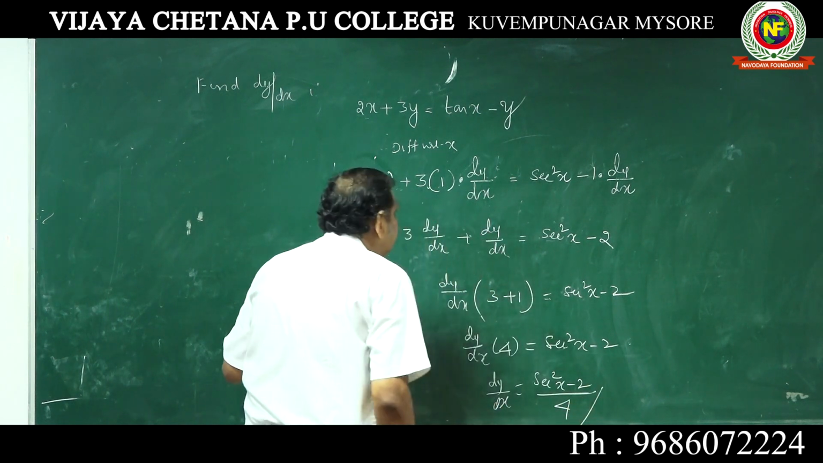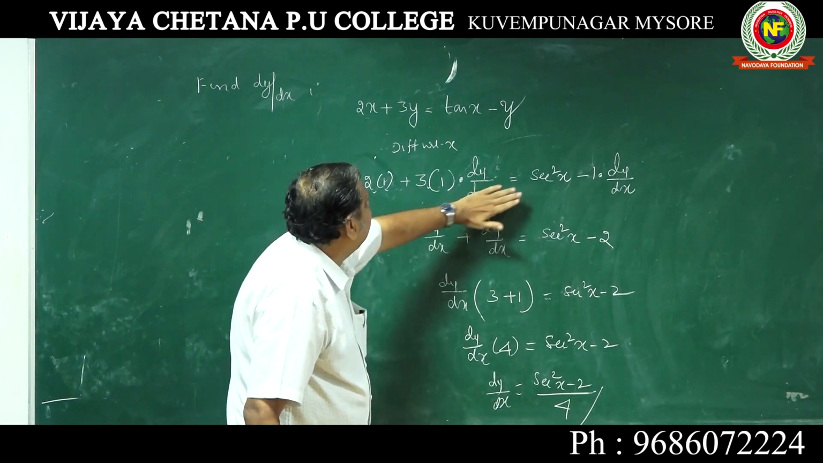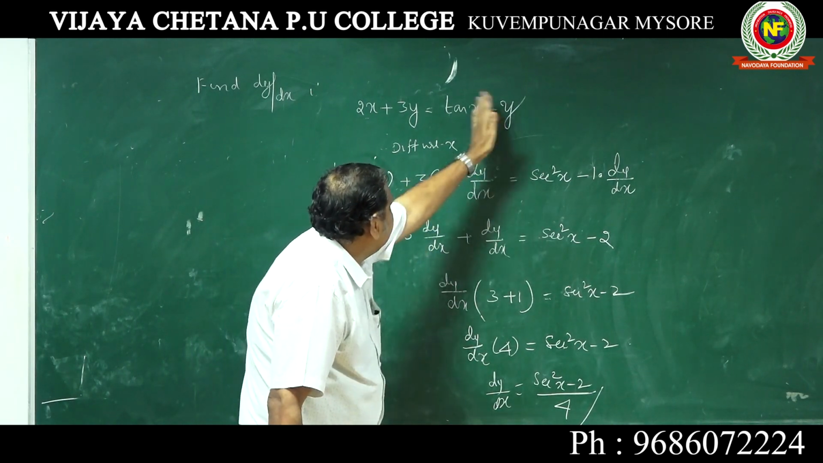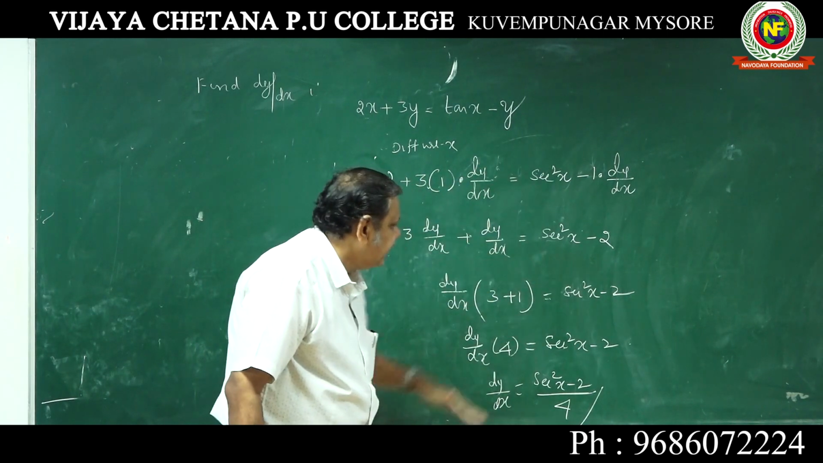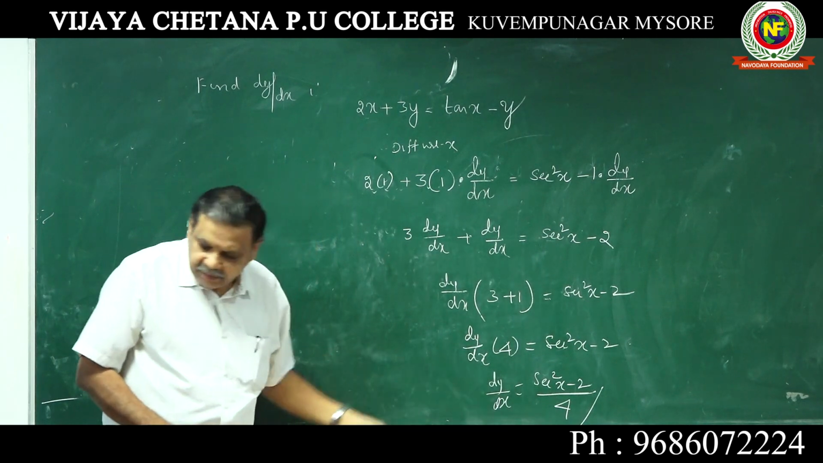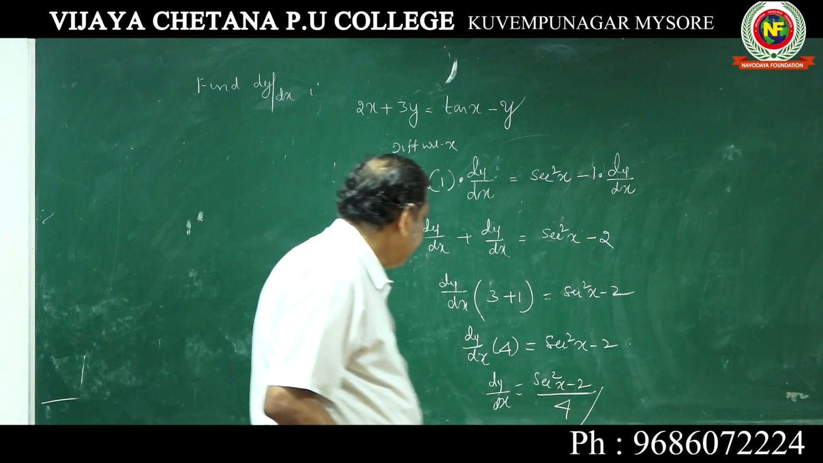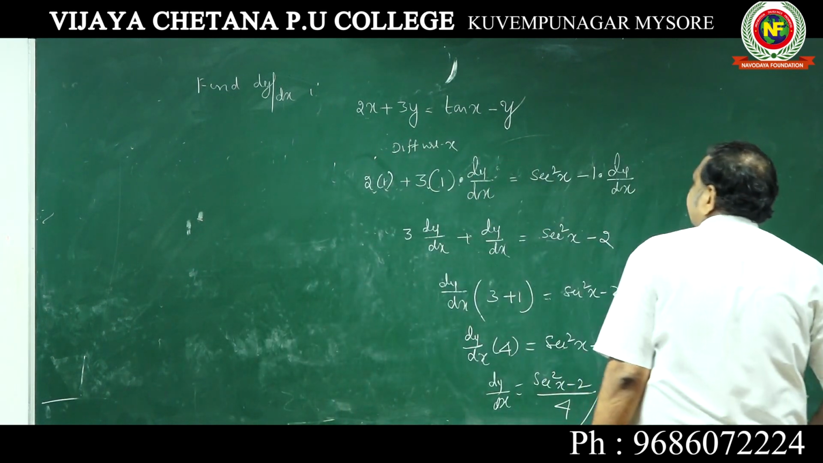Very important sum. Here you should take dy by dx one side and then differentiate, and the other term without dy by dx right side, and then get the answer. Dy by dx equal to secant square x minus 2 by 4. I hope all of you have understood.